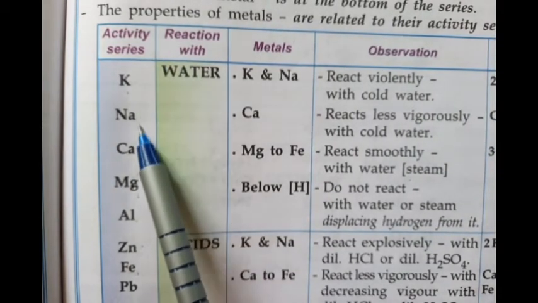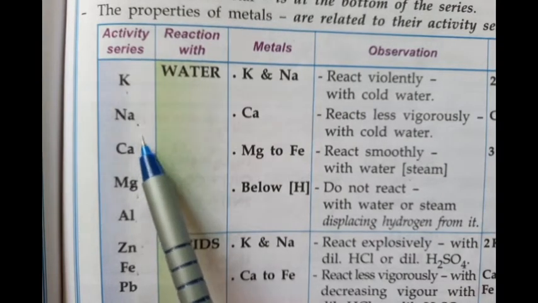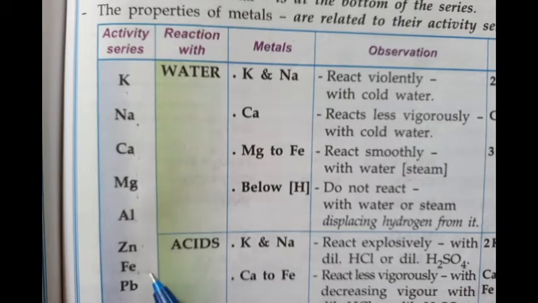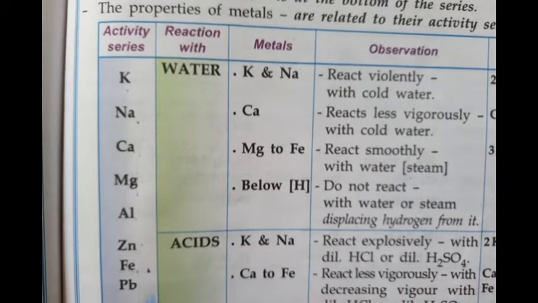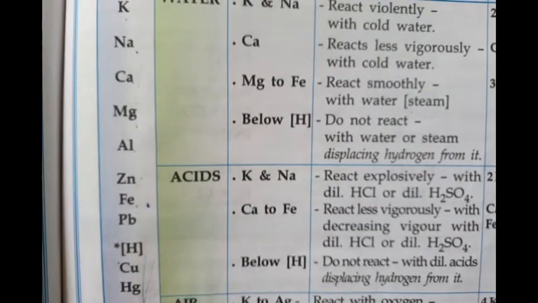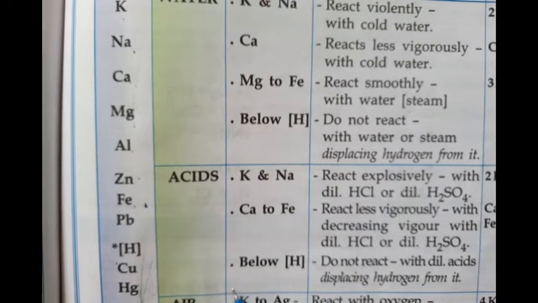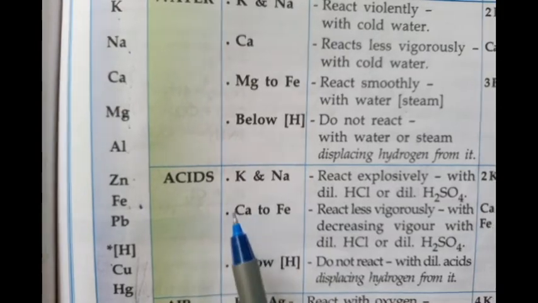So these two react with cold water violently. This reacts less vigorously. Magnesium till iron react with steam, whereas below hydrogen they don't react with water at all, whether it's water or steam, to produce hydrogen gas. Now let's see how they react with acid.